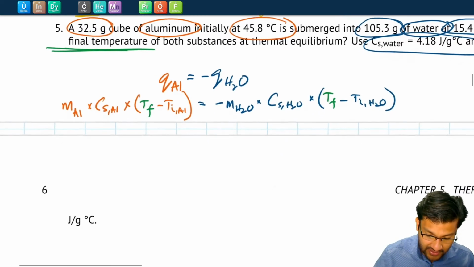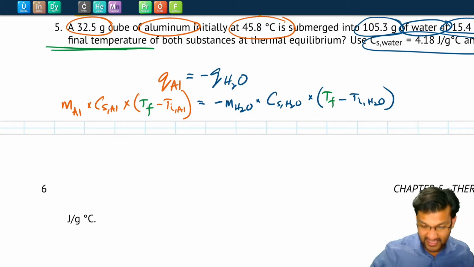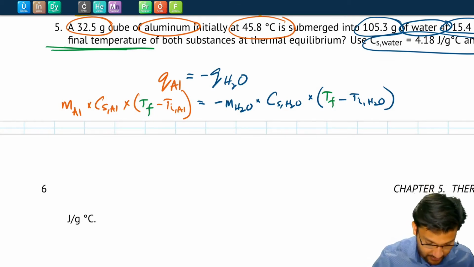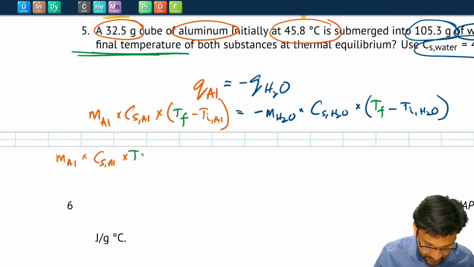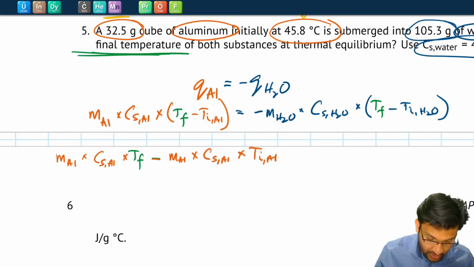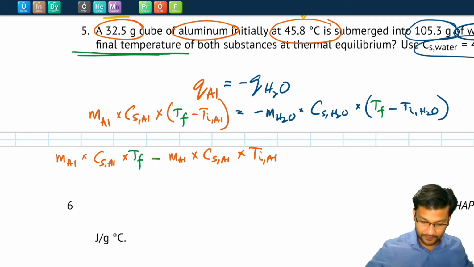So to do that, I'm going to first expand the equations out. So let's do that. Mass of aluminum times the specific heat capacity of aluminum times the final temperature, and then minus the mass of aluminum times the specific heat capacity of aluminum times the initial temperature of aluminum. So all I did was expand out this bracket to make my life easier.